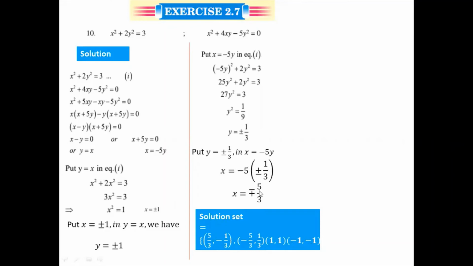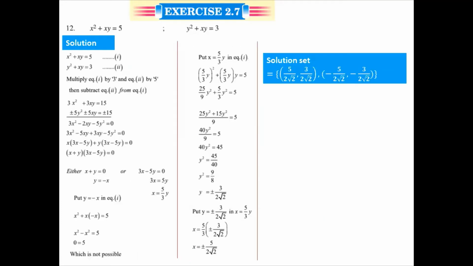And when we have plus 5 by 3, we have minus 1 by 3. So the solution set is (5/3, -1/3). This is the first ordered pair. The second ordered pair is (-5/3, +1/3), the third ordered pair is (1, 1), and the fourth ordered pair is (-1, -1).